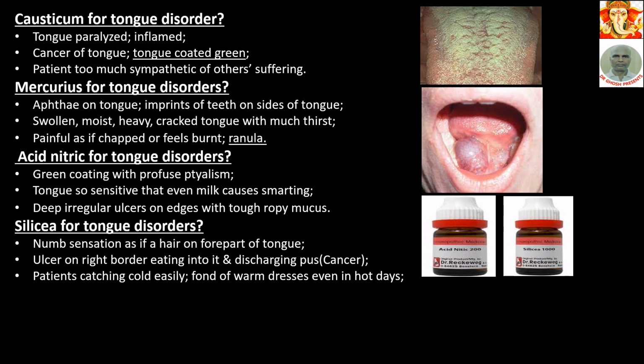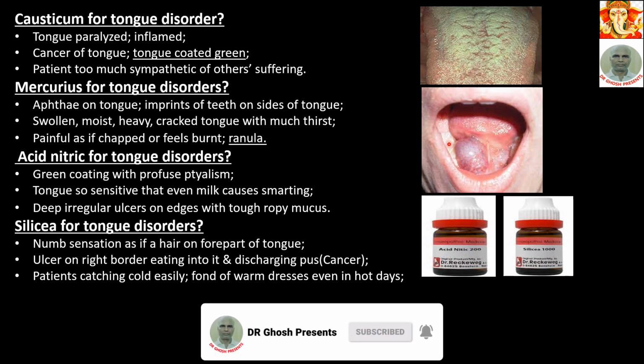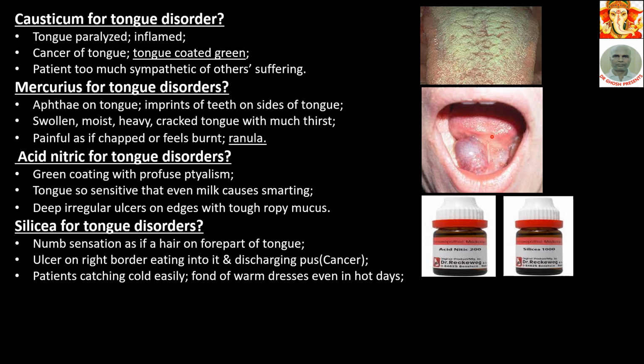Mercurius for tongue disorders. Apathy on the tongue. Imprints of teeth on the sides of the tongue. Swollen, moist, heavy, cracked tongue with much thirst. Painful as if chapped or feels burnt. Ranula. I've given a picture here, ranula. This is the ranula, meaning some sort of cystic tumor which contains saliva.